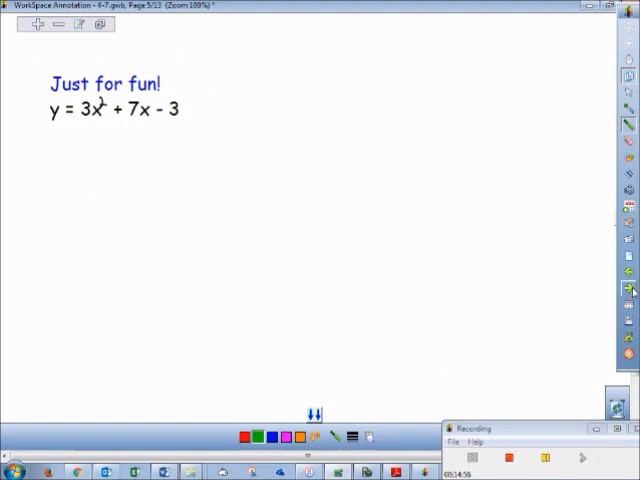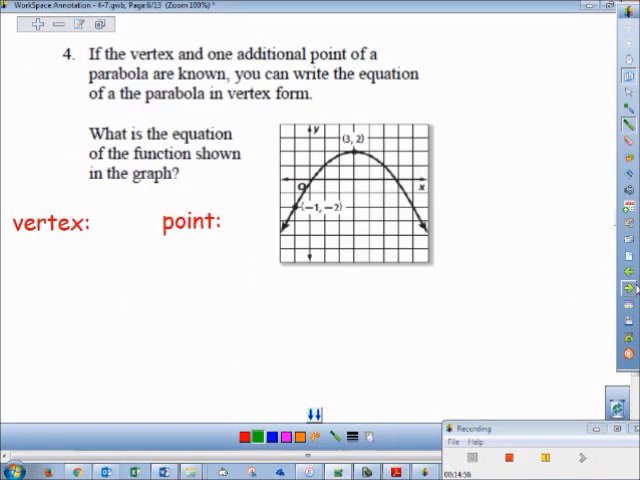That was when we needed to complete the square. I think we get the idea, right? All right. If a vertex and one additional point of a parabola are known, you can write the equation in vertex form. A lot of you have done this before.